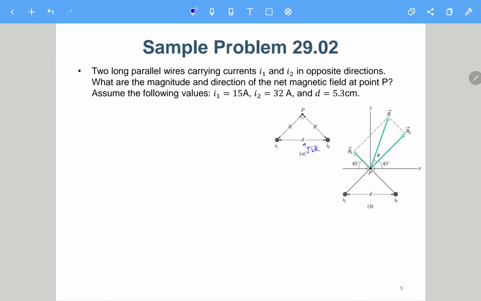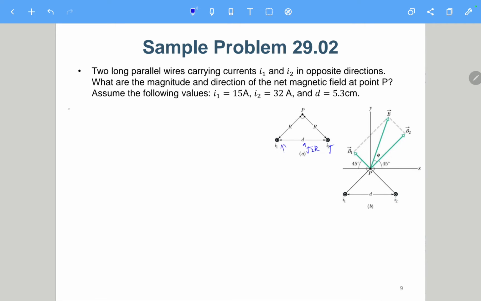Let's calculate one by one because we have two currents, so they will generate B fields. I1 will generate a B field at point P, and I2 will also generate a B field at point P. This is B1, this is B2, then we'll add them together.